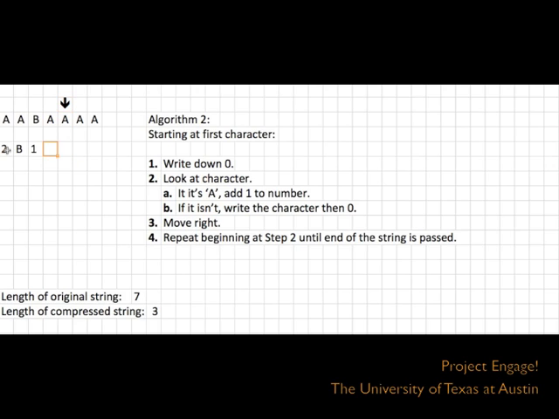Is it an A? Yes. So we're going to add 1 to the number and move right. Is it an A? Yes, it is. So add 1 and move right. Is it an A? Why, of course. So we're going to add 1 to the number and move right. Now we've gone past the end of the string, and that was our exit criterion for this particular little loop that we were running through here. So we're done. And what do we have? Well, we have a compressed string of length 3 versus 7.